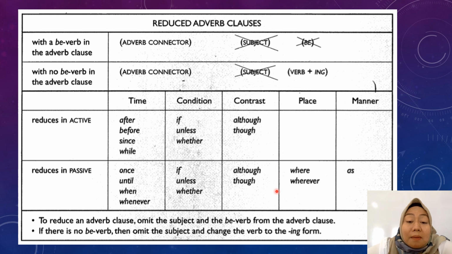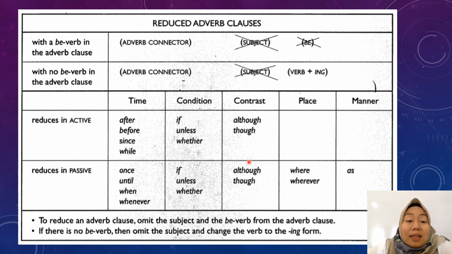And there are some adverb clause connectors that can only be reduced in passive, just like once, and then we have until, when, whenever, where, wherever, and as. And there are some adverb clause connectors which can be reduced in active only, like after, before, since, and while.